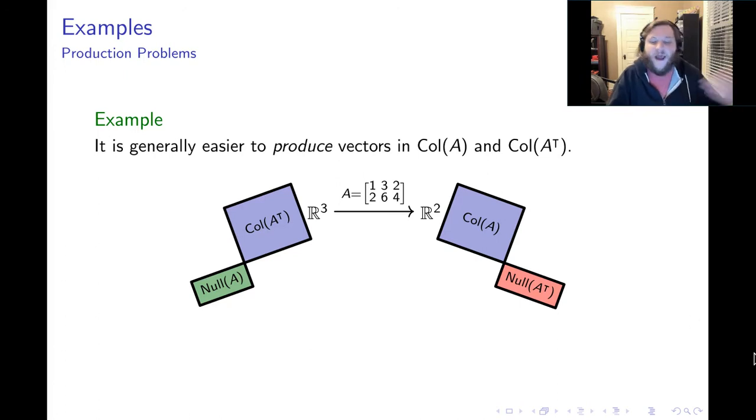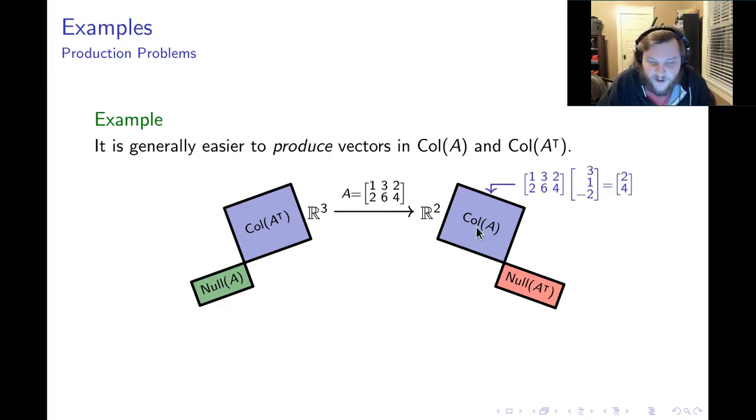On the other hand, sometimes what we want to do is not verify whether or not a vector lives in one of the spaces. What we want to do is produce vectors that live in one of the spaces. This is the exact opposite situation. It's generally easier to produce vectors that live in the column space or the row space than it is to produce vectors in the null space or the left null space. So let's see an example illustrating this.